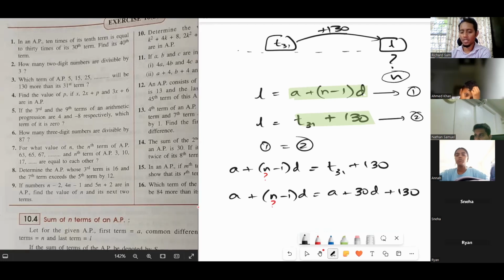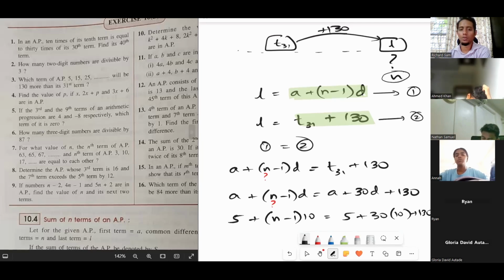So tell me now. A is 5, so 5 plus (n minus 1) into 10 is equal to 5 plus 30 into 10 plus 130. Clear, everyone? We just substituted. D is 10, no?